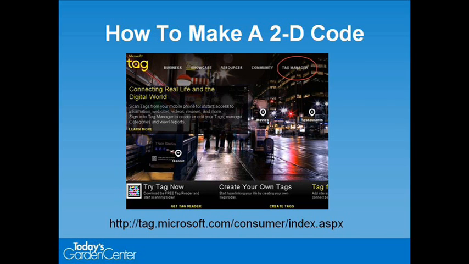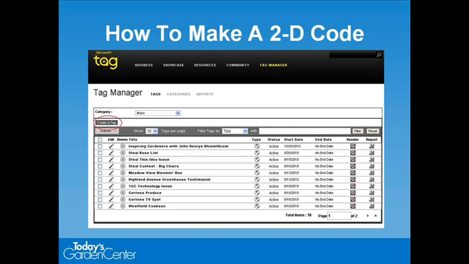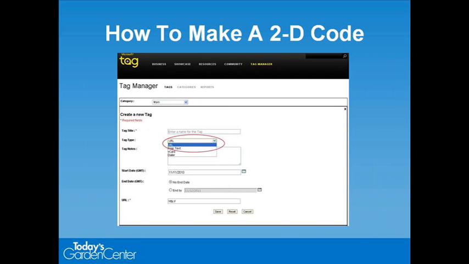To get started creating a Microsoft tag, click Tag Manager at the top right of the homepage. You'll need to create a free account for a Microsoft tag, but they allow you to track usage, whereas QR codes do not. The site is a little tricky to navigate. In the top left under Category, it says Create a Tag. Click here. Type in a title. Choose your tag type. If you want to send them to a website, click URL.